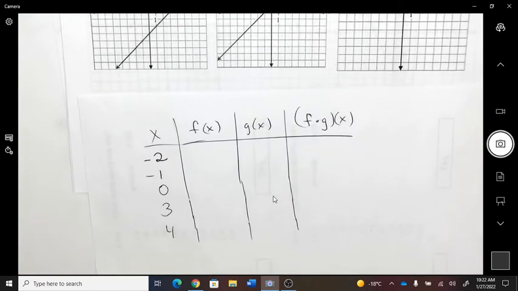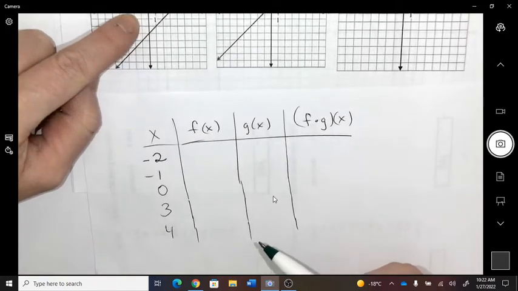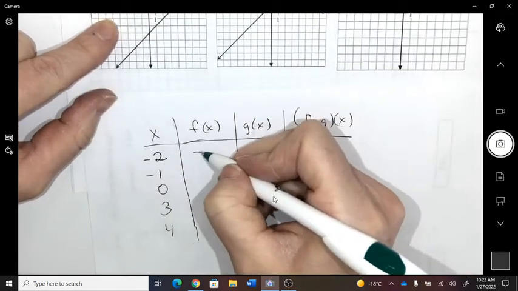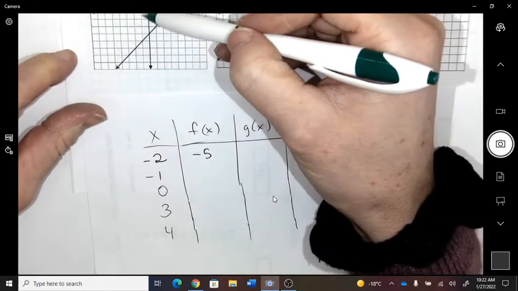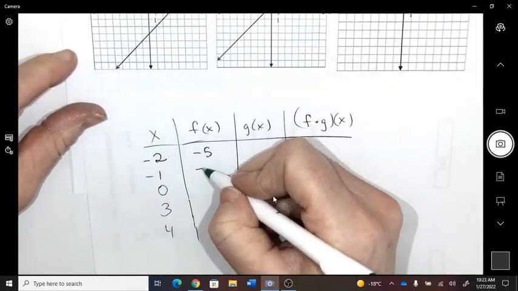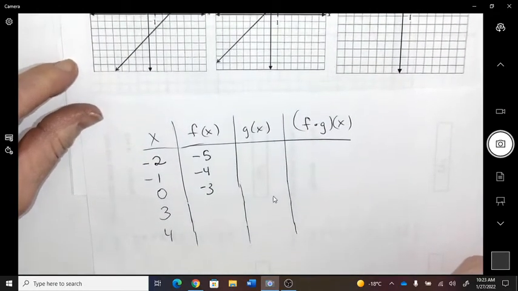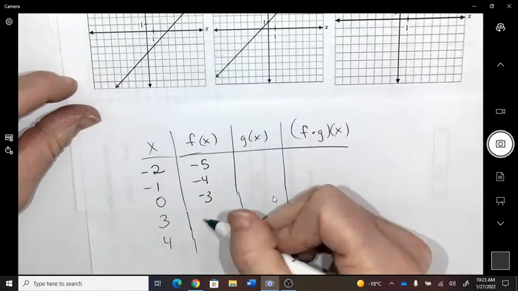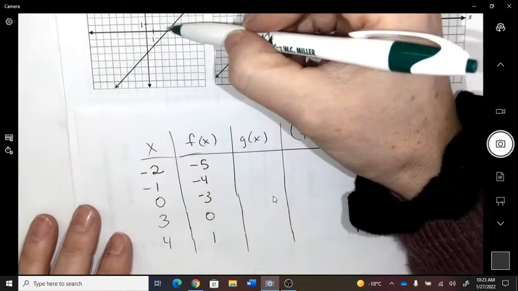So you're going to have to figure out what the y is. So at -2, I'm going to go to the f function. At -2, the height is, I got a -5. At -1, -4. 0 is -3. At 3, the height is 0. And at 4, the height is 1.